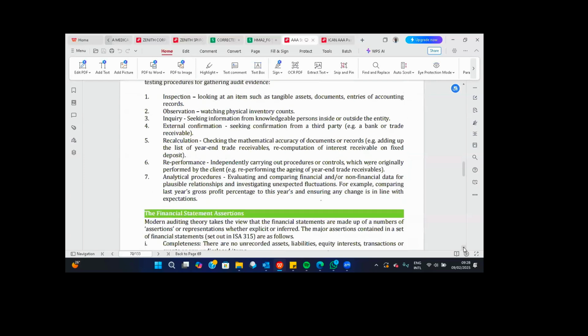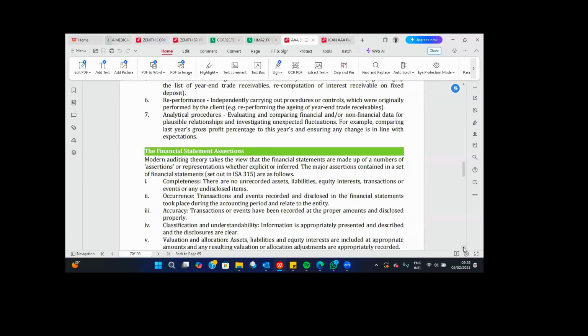So let's continue. Let's go to the next one. Now, I was talking about financial statement assertion when we discussed audit approach, especially when we were talking about the statement of financial position audit approach. I only hinted that we are going to talk more about financial statement assertion when we get to audit evidence. Now we are in audit evidence. I'm going to discuss extensively what we mean by financial statement assertion.